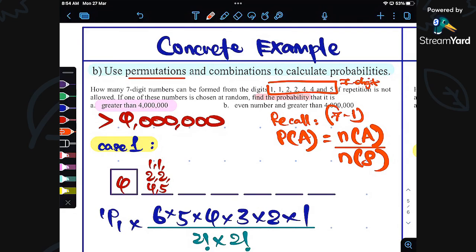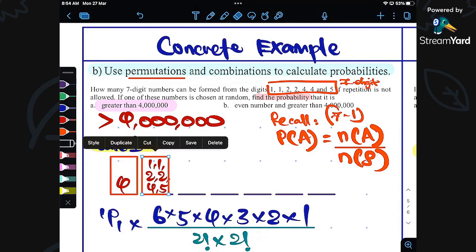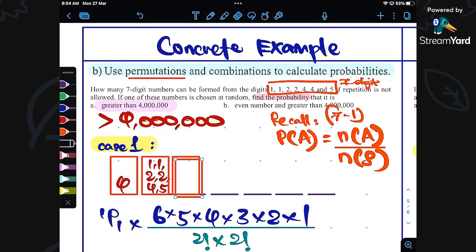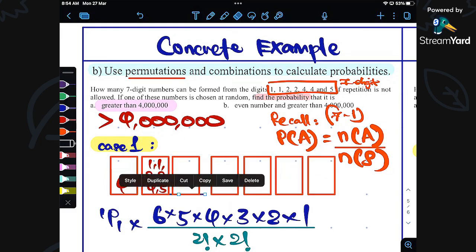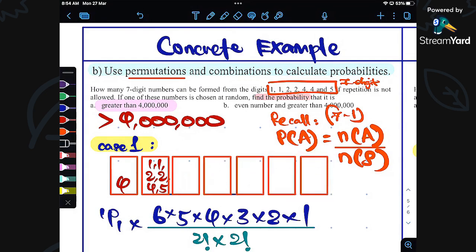So what I did here is draw seven boxes. If you look here very closely, these are my seven boxes. Let me duplicate it for a while. Give me a bit of time. So these are my seven boxes where I can substitute the digits into each box.